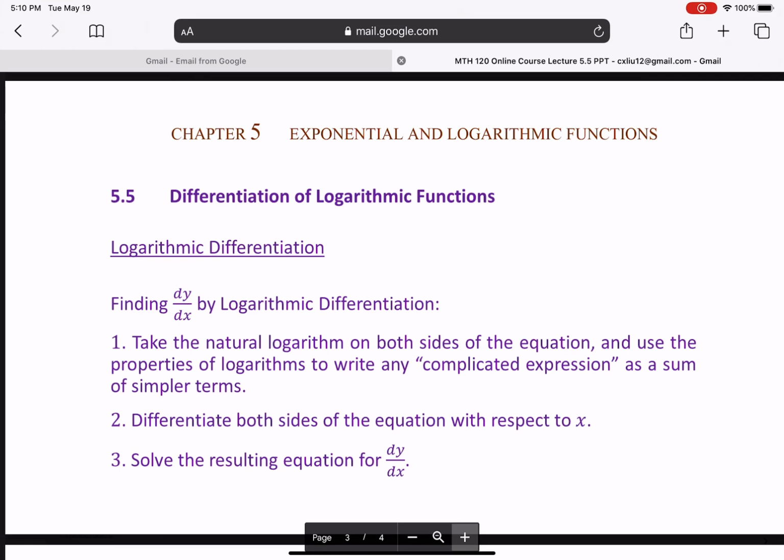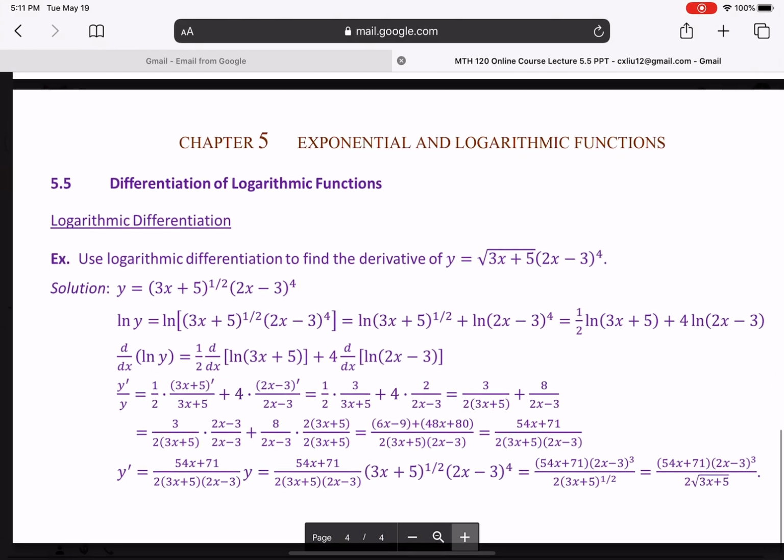Step 1, take the natural logarithm on both sides of the equation and use the properties of logarithms to write any complicated expression as a sum of simpler terms. Step 2, differentiate both sides of the equation with respect to x. Step 3, solve the resulting equation for dy over dx. So let's do one example.